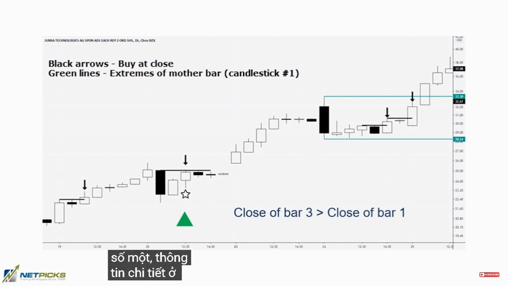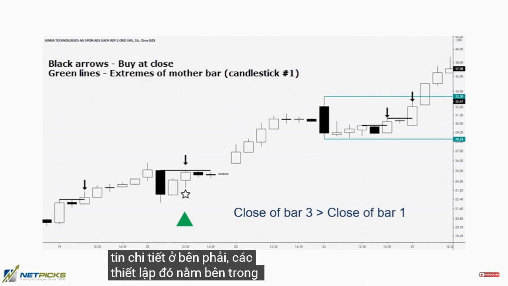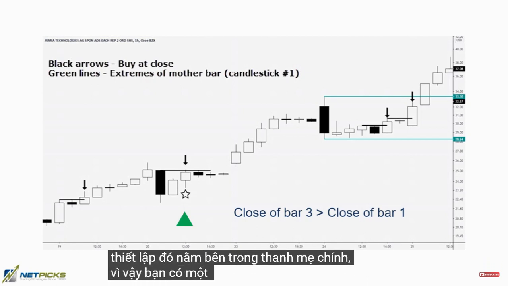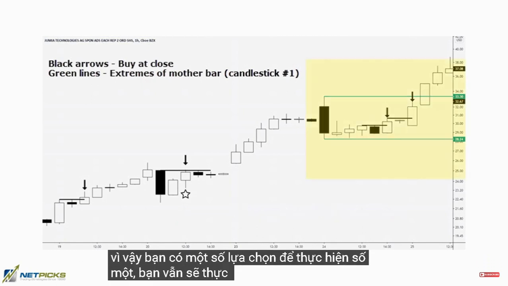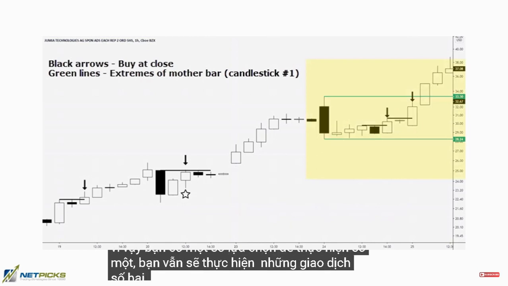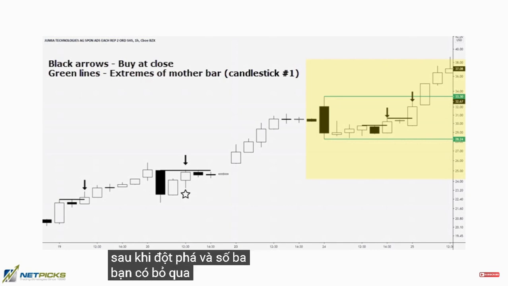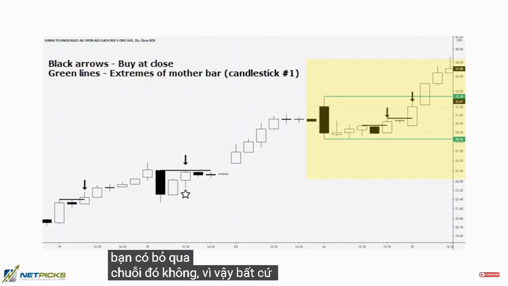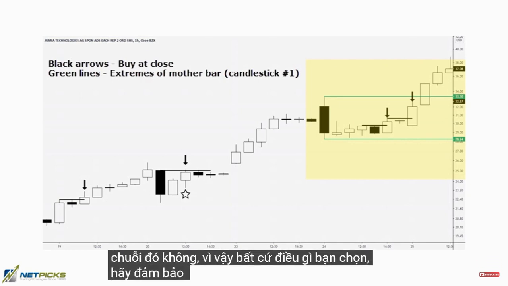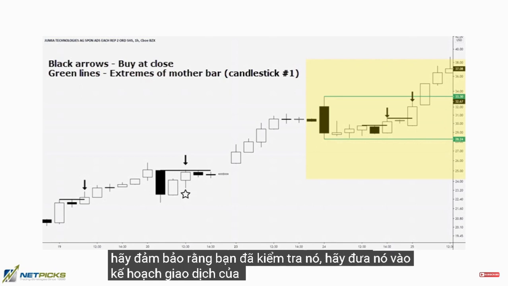Okay, details. Now on the right, those setups are inside the main mother bar, so you have some choices to make. Number 1, would you still take those trades? Number 2, would you enter your trade after a breakout? And number 3, would you skip that sequence? Whatever you choose, make sure you test it out and put it in your trading plan.